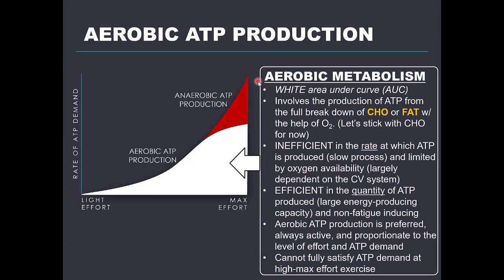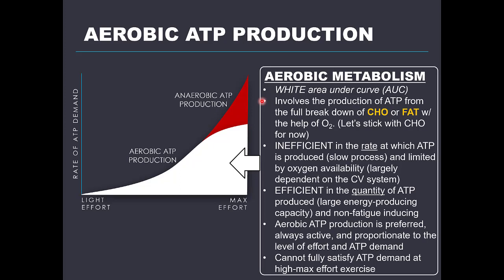All right, now let's move on to the muscle cell's main bioenergetic system, the aerobic system. This is again represented by the white area under the curve in this figure. The aerobic system is always active no matter what intensity of exercise and level of ATP demand by the muscle cell. So here are some general characteristics of the aerobic system.